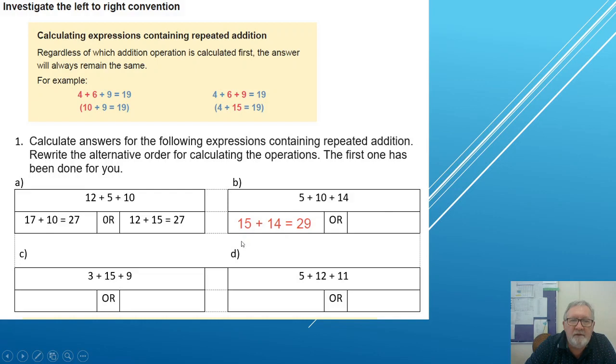If I add those together first, I get 15, 15 and 14 is 29. If I add 10 and 14 together to get 24, when I add the 5, still 29. Same in C. No matter which addition I do first, I'm going to come up with an answer of 27. And in D, no matter which addition I do first, I'm going to come up with an answer of 28. That's what you should have found. Now, order of signs, when we have the same expression repeated with addition, it won't change the answer. Addition's fairly easy in that way.